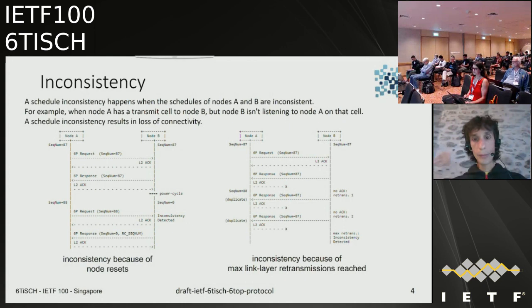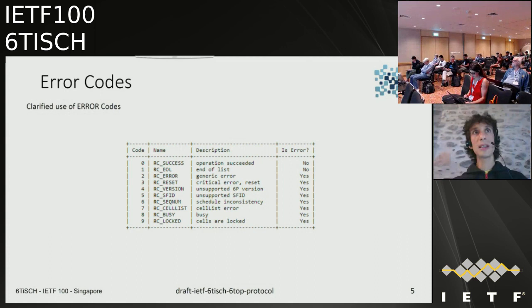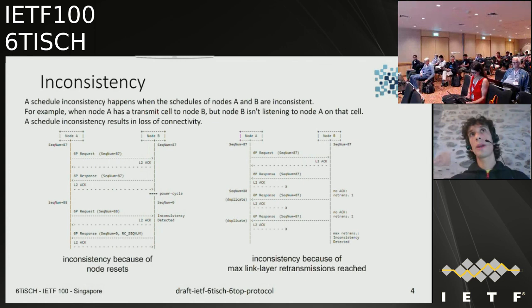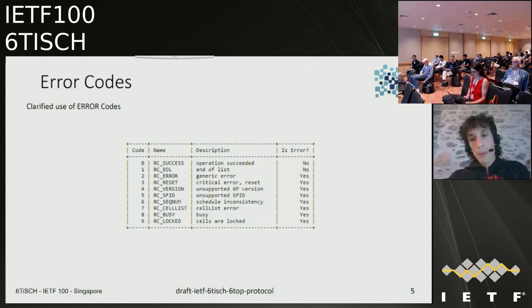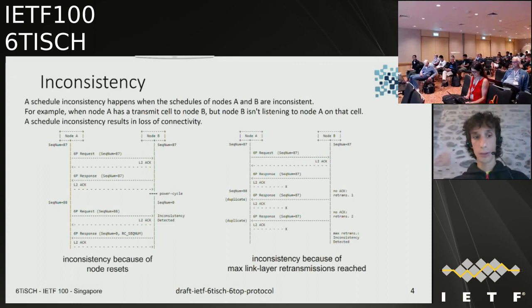Then in the text, we clarify how these inconsistencies are addressed, and we just outline recommendations, or we just indicate what can be done, because we think that the scheduling function has to take the decision on what exactly to do. One option, of course, is to reset the schedules, and other options are like rolling back the transaction. Next slide, please.